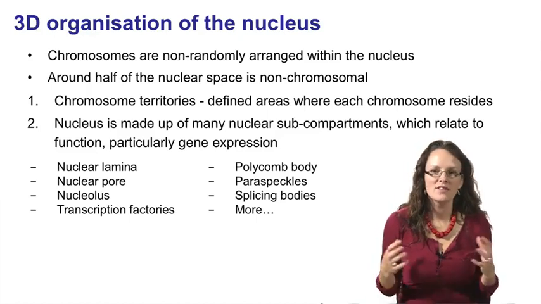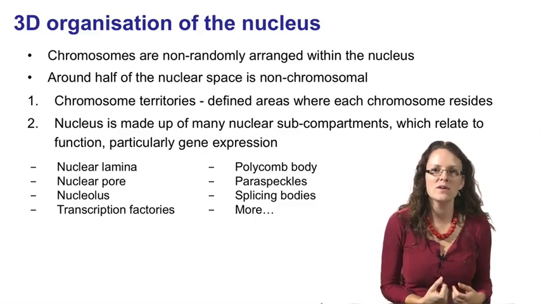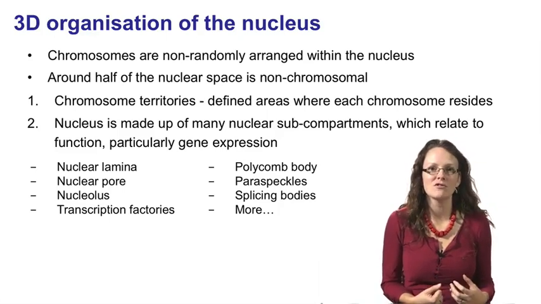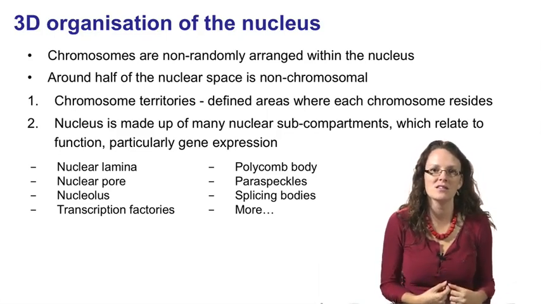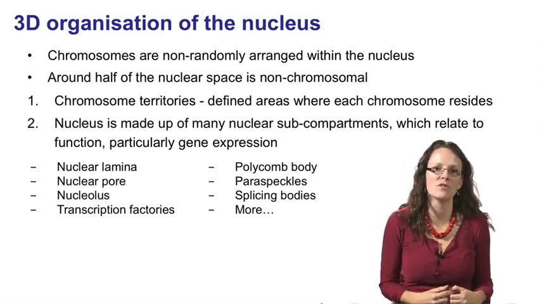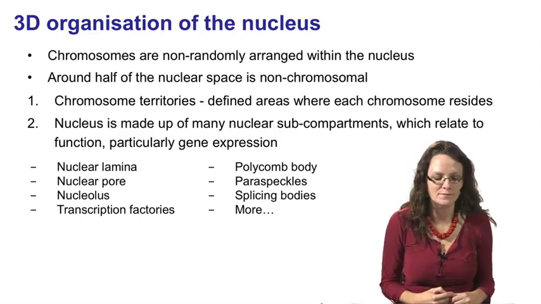So we have to condense down 2 meters of DNA into the nucleus, and so one would expect that all of the nuclear space would be taken up by chromosomes, but in fact that's not the case. We know that each of the chromosomes exists only within, or predominantly within, its own particular territory, and I'll come to this in the next slide, and also that about half of the nuclear space is not actually taken up with chromosomes at all, but is rather made up of nuclear subcompartments.